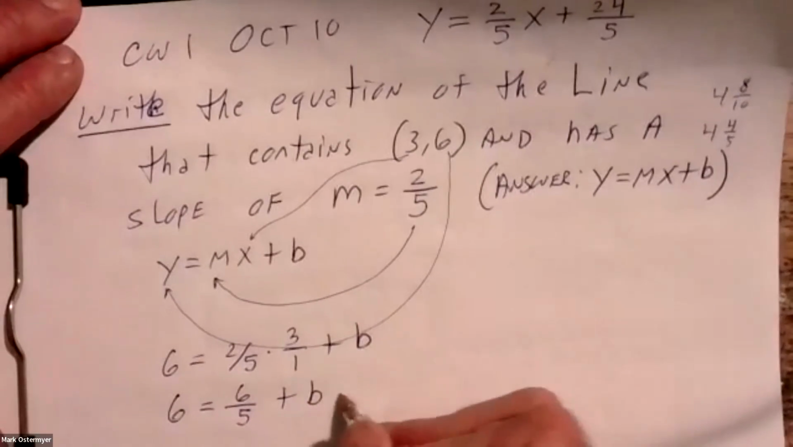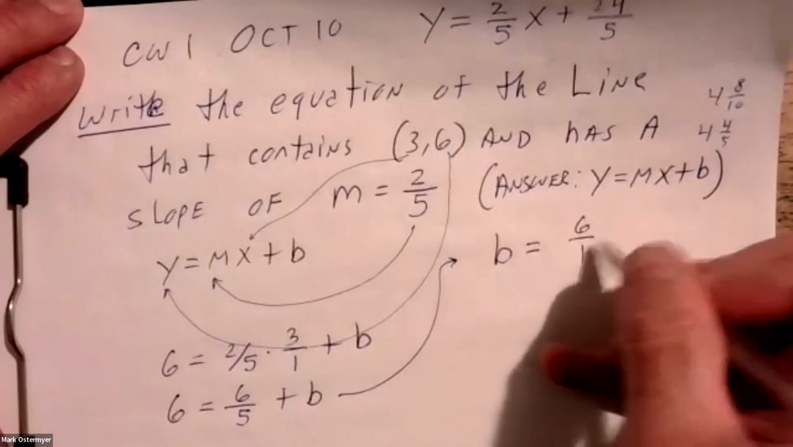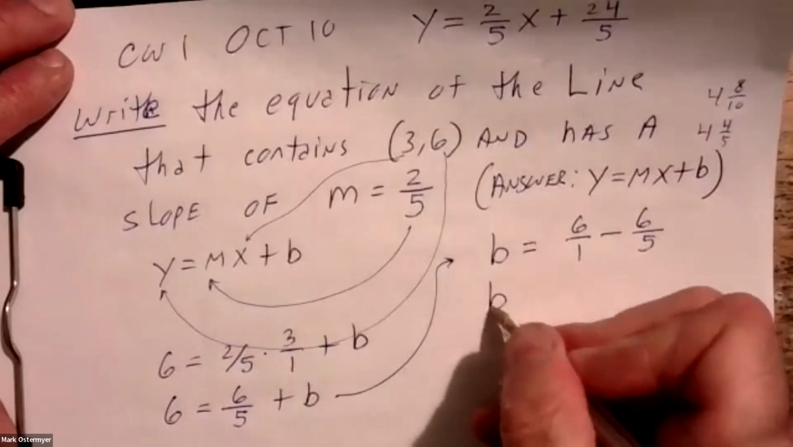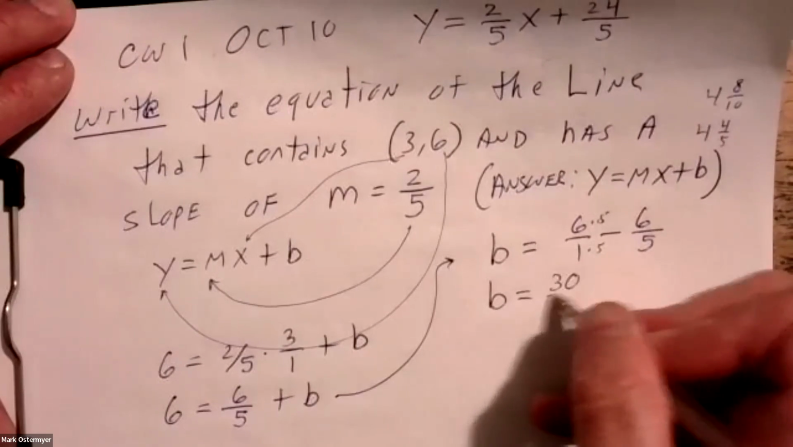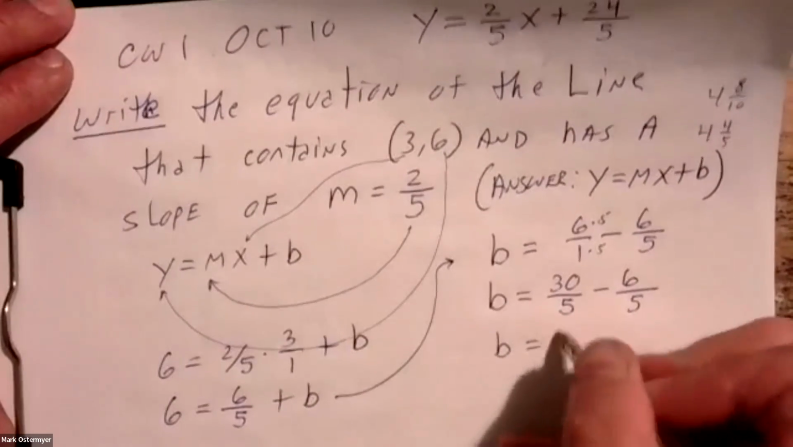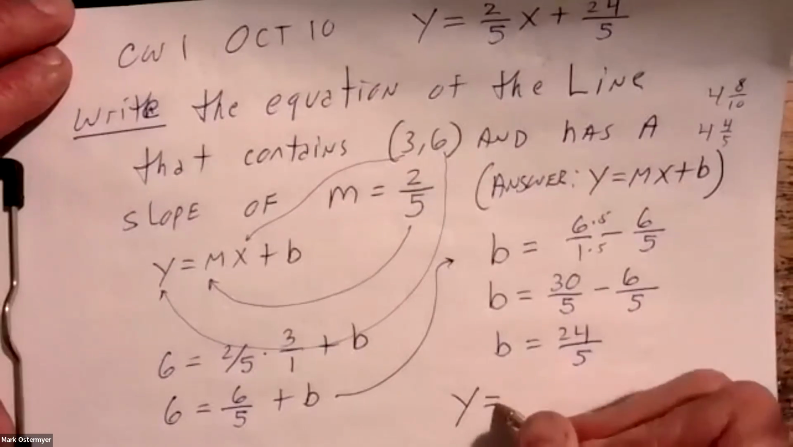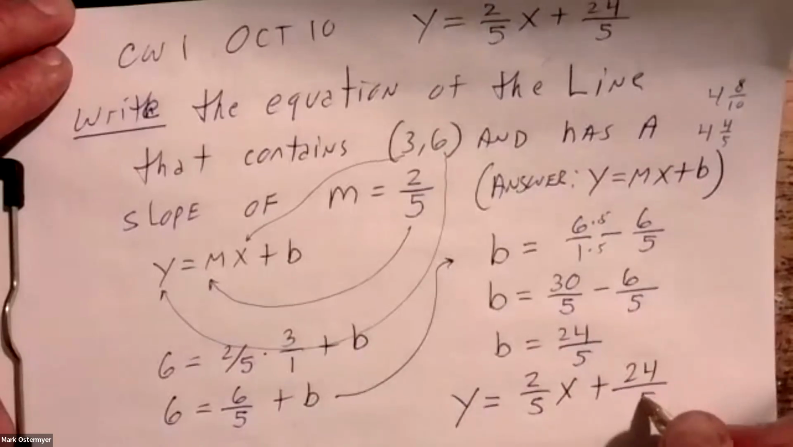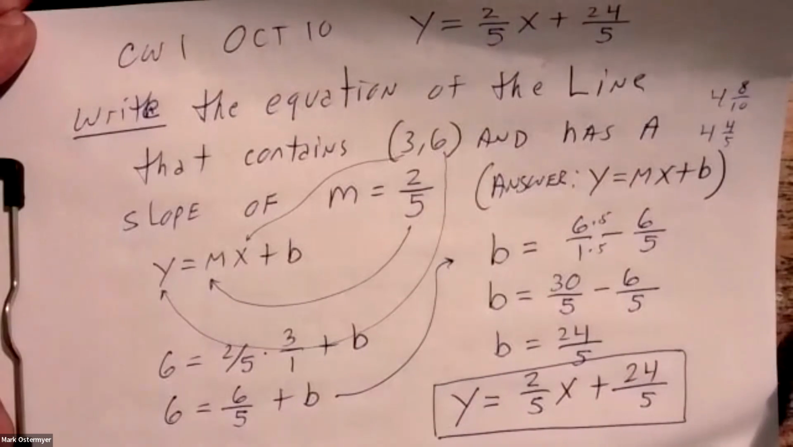And now we've got to solve for the y-intercept. So b, my y-intercept b, is going to be 6/1 subtract 6/5. Common denominator is 5. So another name for 6/1 is going to be 6/1 times 5/5, or 30/5. And 30/5 minus 6/5 is going to net us 24/5. And there's your y-intercept. Therefore, the equation of my line must be y is equal to 2/5 x plus 24/5. Nice job. You were correct. That would be the equation of our line, ladies and gentlemen, in slope-intercept form.